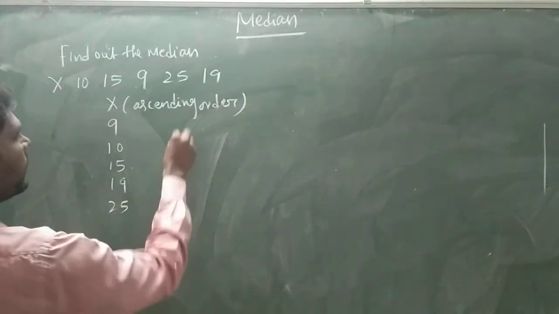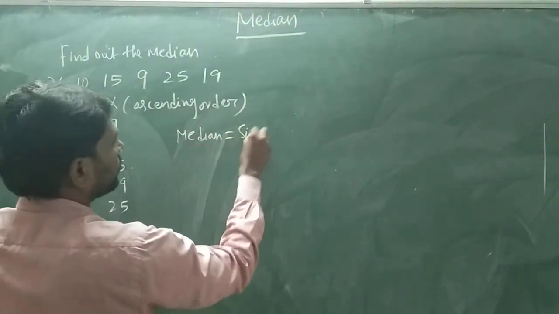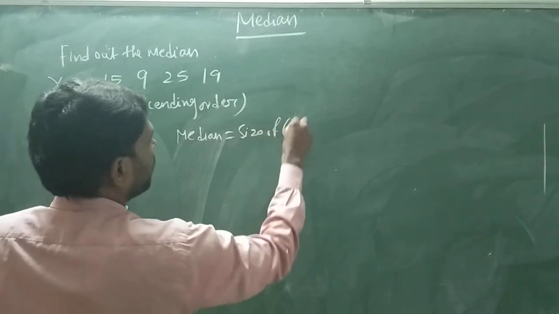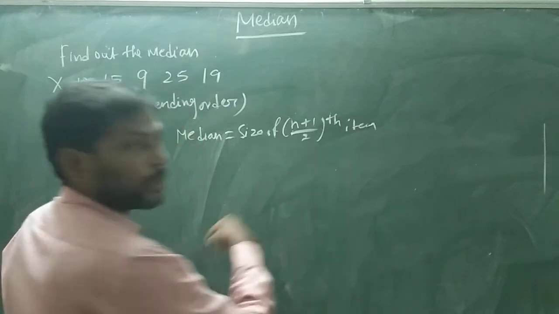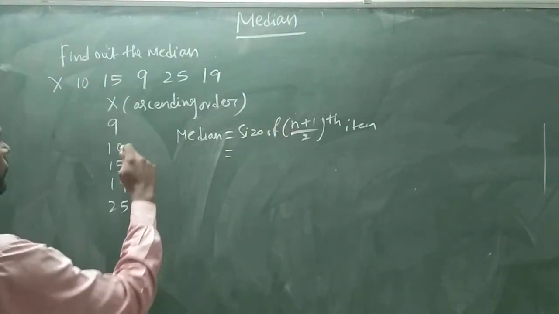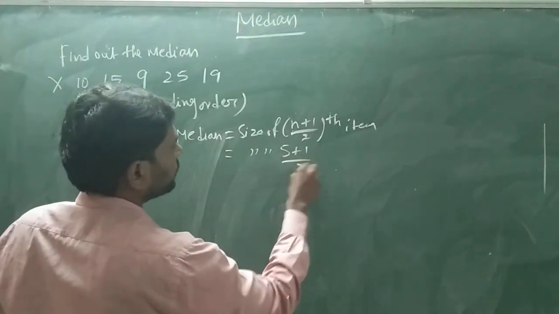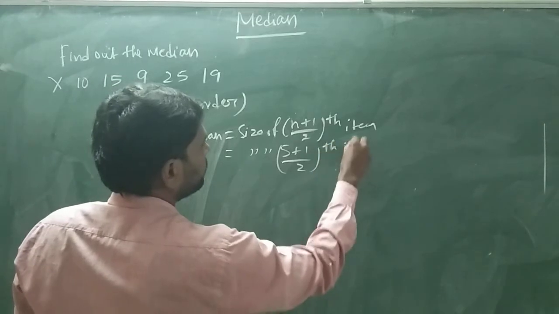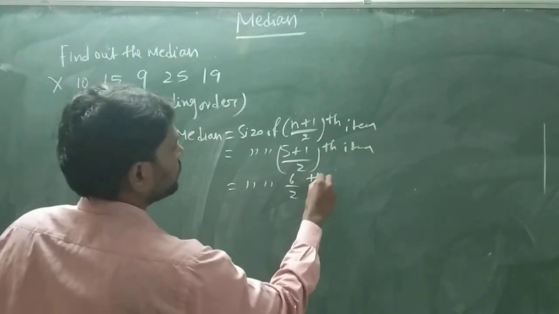The formula is median equal to size of (n plus 1) by 2th item. Size of n is the number of values: 1, 2, 3, 4, 5. So size of (5 plus 1) by 2th item, so 6 by 2th item.